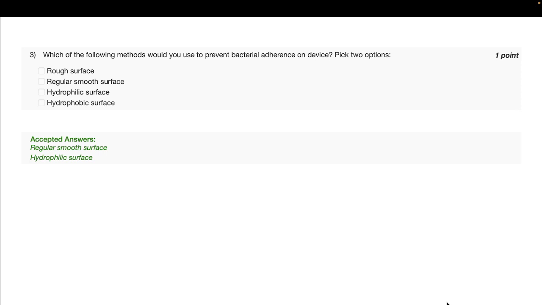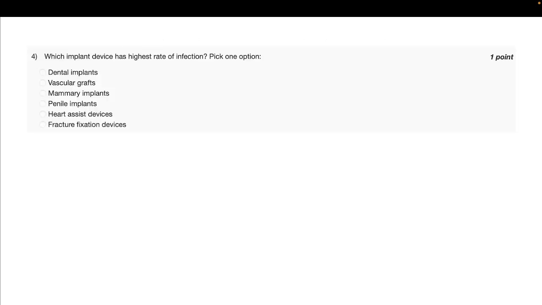Any doubt in this question? If not, I'll move ahead. The next question is, which implant device has the highest rate of infection? We have to pick one option. This is just a straightforward question where, if you've gone through the lecture material, you might have read about this. Nothing conceptual here.